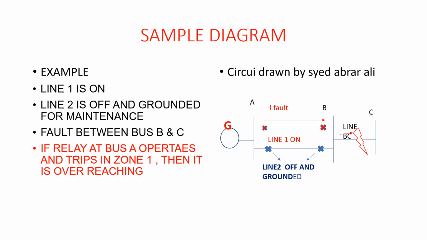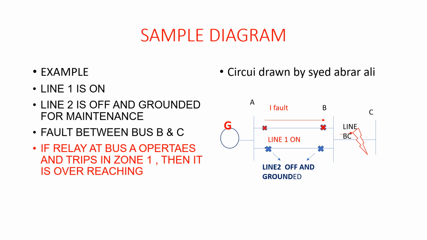I have assumed that this point is within the second zone or maybe third zone. But this relay here may operate on this fault, which is a wrong or incorrect operation of the relay. This will happen, as I told you, because of the mutual impedance between the two lines, one which is grounded and one which is not grounded, which is energized and feeding the fault.